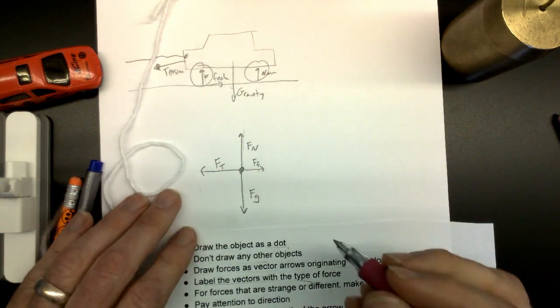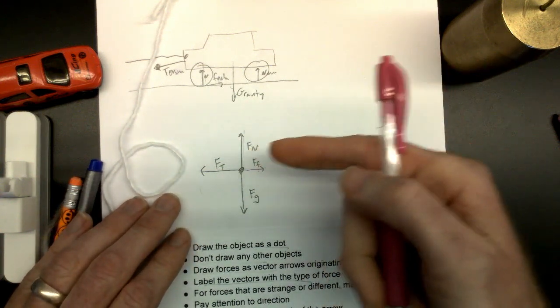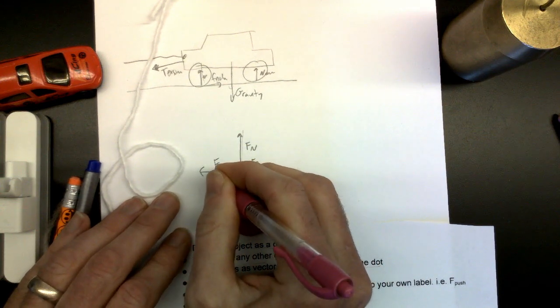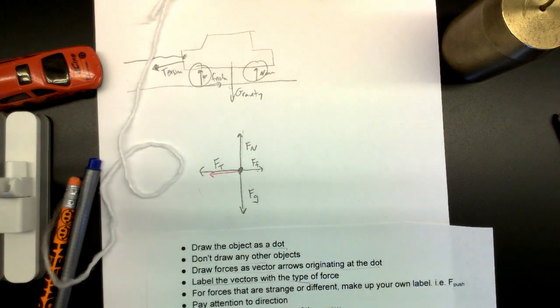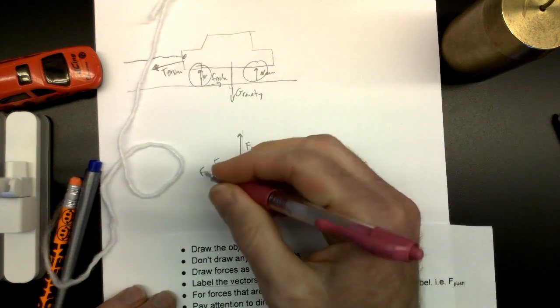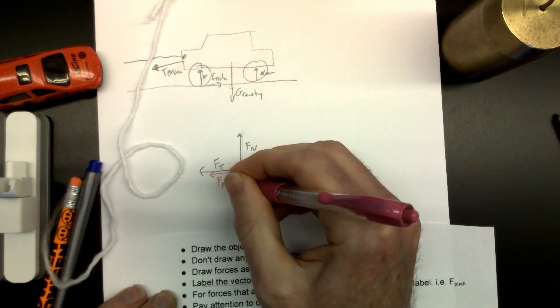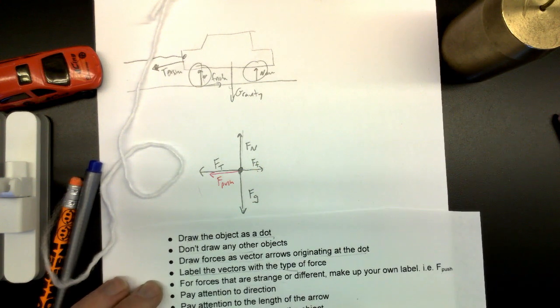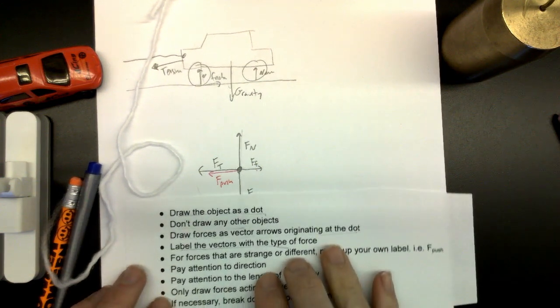And this is actually interesting. How do I label two forces in the same direction? If I'm pushing on the truck from over here, I'm just going to draw in another arrow from right there, and I'm just going to label this as F push or something like that. You can make up whatever labels you want to put on them. That's totally fine.